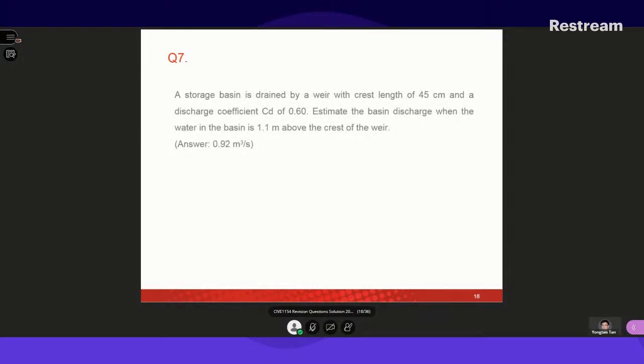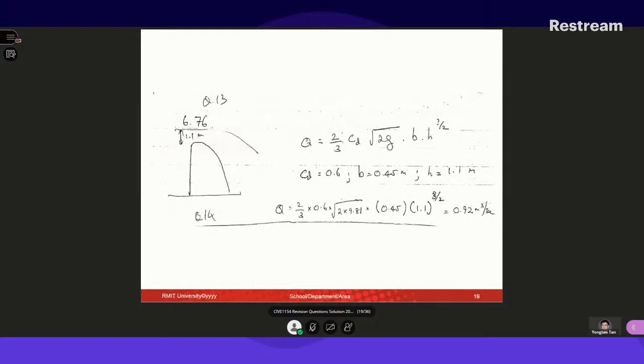Now question 7. You can see that the storage basin is drained by a weir with a crest length of 45 meters and the discharge coefficient is 0.6. Estimate the basin discharge when the water in the basin is 1.1 meter above the crest of the weir. This is a broad crest weir, so we use the broad crest weir equations.